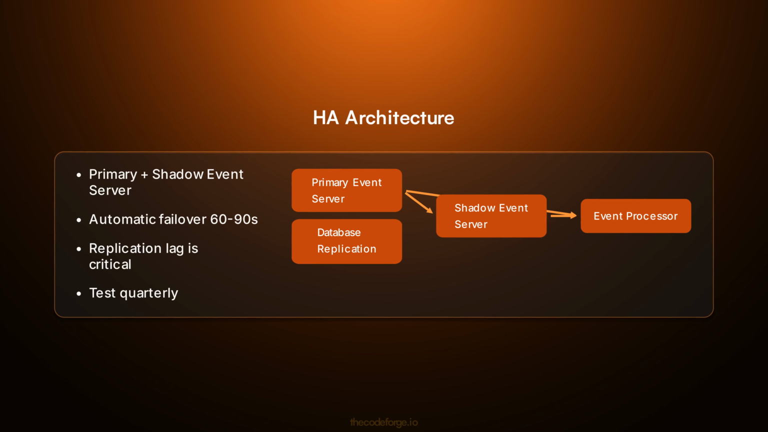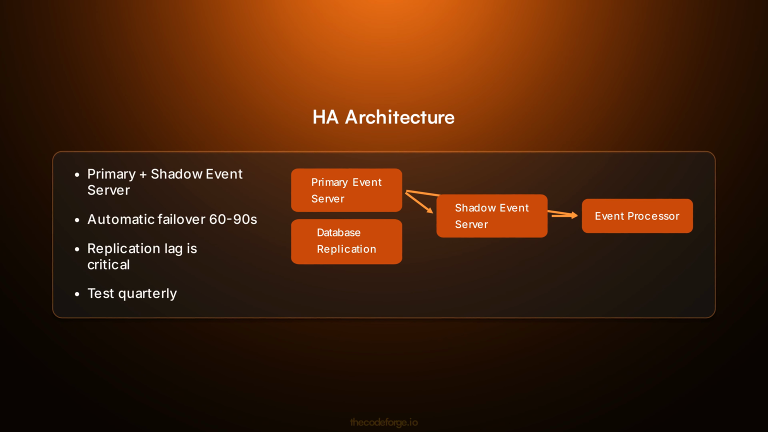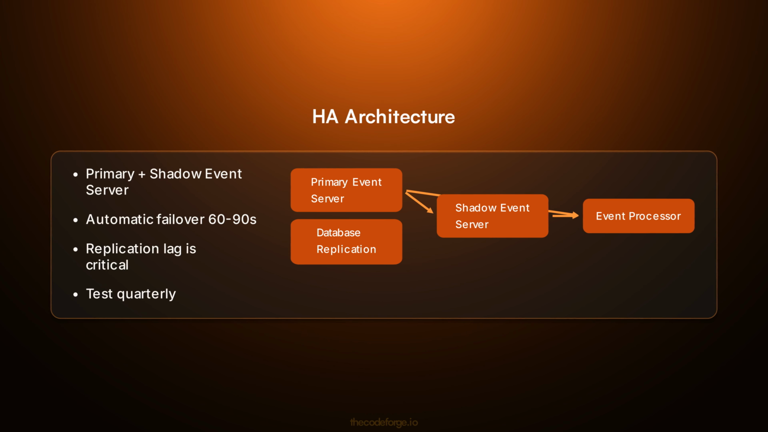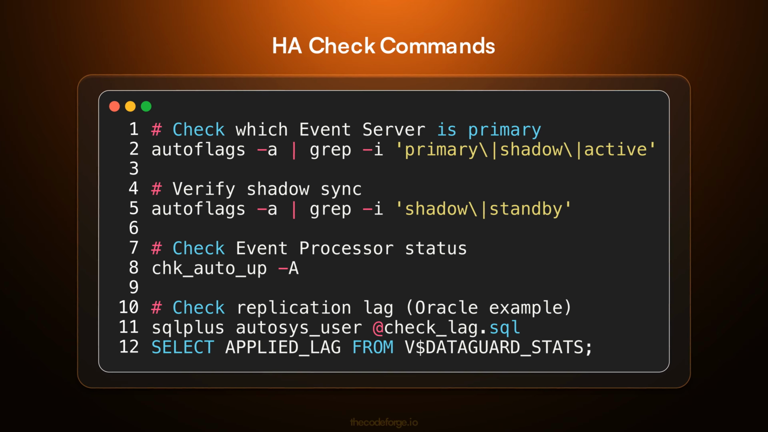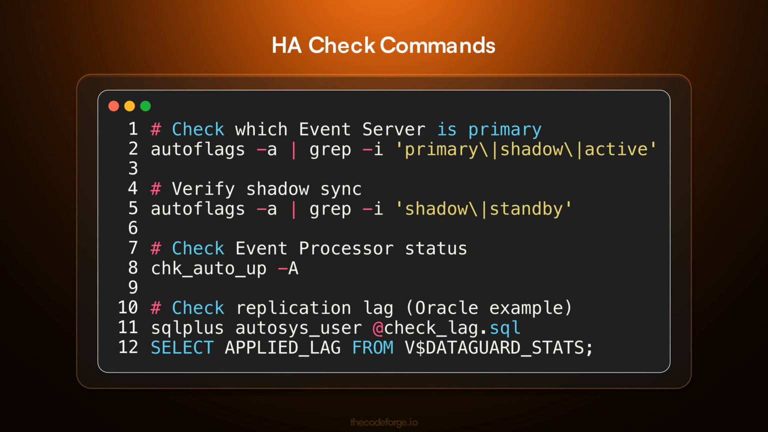For high availability, AutoSys uses a dual event server architecture. The primary handles all writes, and the shadow maintains a real-time replica via database replication. When the primary fails, the processor promotes the shadow within 60-90 seconds, but replication lag can break failover. Use these commands to verify your HA setup. Check which server is primary, verify the shadow is in sync, and monitor replication lag. If lag exceeds 60 seconds, failover may not work correctly.